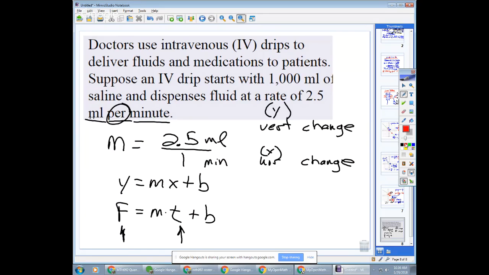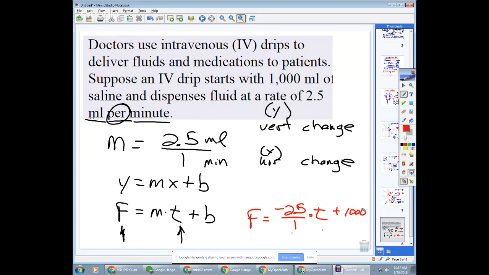And so for our formula right here, are we losing fluid or gaining fluid from the IV machine? Yeah, they're talking about the IV bag here is what we're focusing on. So we're losing 2.5 milliliters every minute times the time. So this is my m times x, but instead of an x, I'm throwing in a t. And b is always the starting point. What are we starting at? That's the 1,000, yeah, plus 1,000. So that would be the formula we want.